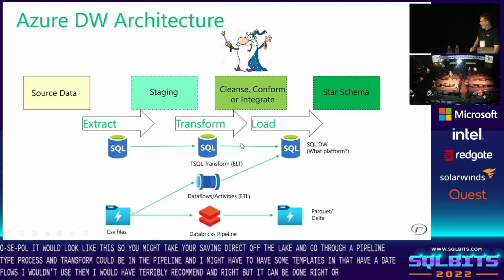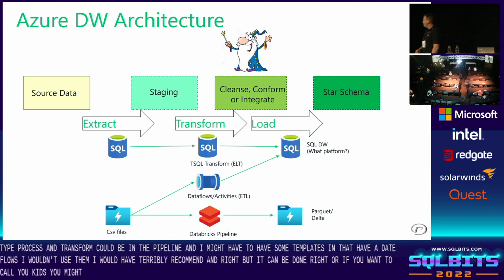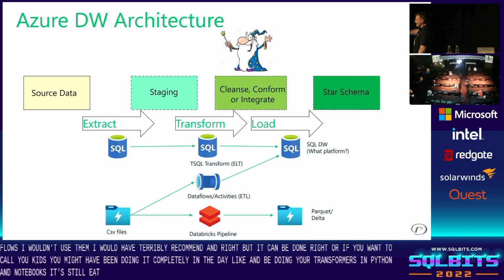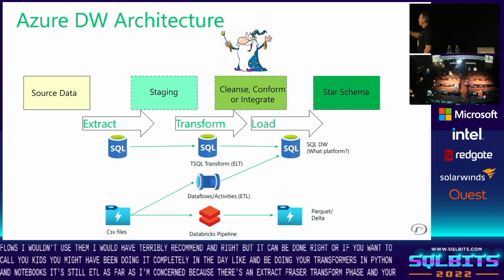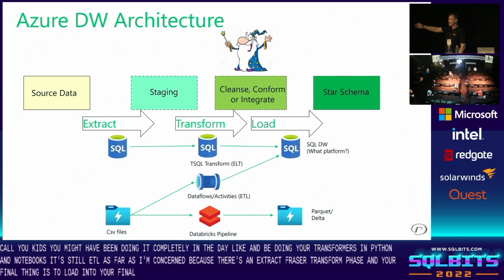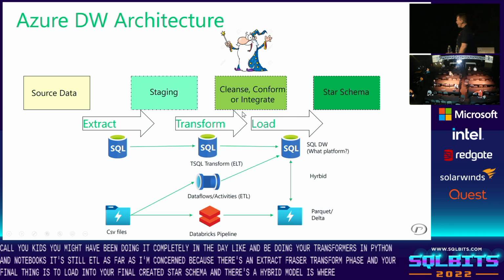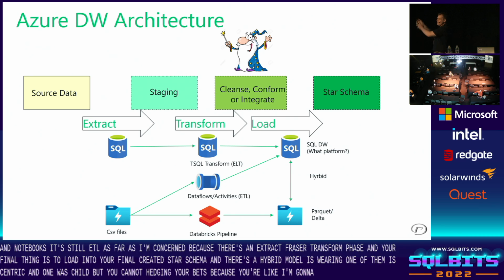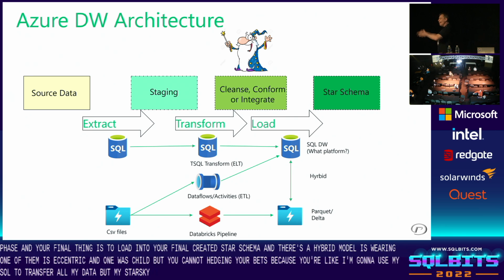Or if you're one of the cool new kids, you might be doing it completely in the data lake and doing your transforms in Python and notebooks. It's still ETL as far as I'm concerned, because there's an extract phase, a transform phase, and your final thing is to load into your final curated star schema. And there's a hybrid model, where one is centric and one is child, but you're kind of hedging your bets: I'm going to use my SQL to transform all my data, but my star schema I'm also going to present on a data lake, or the other way around.